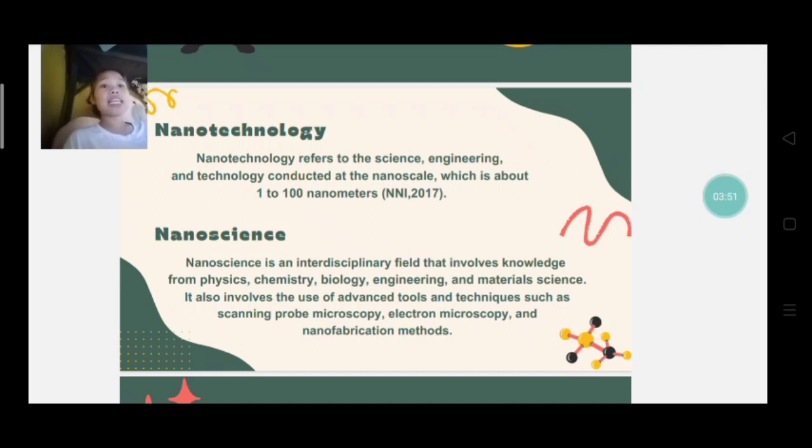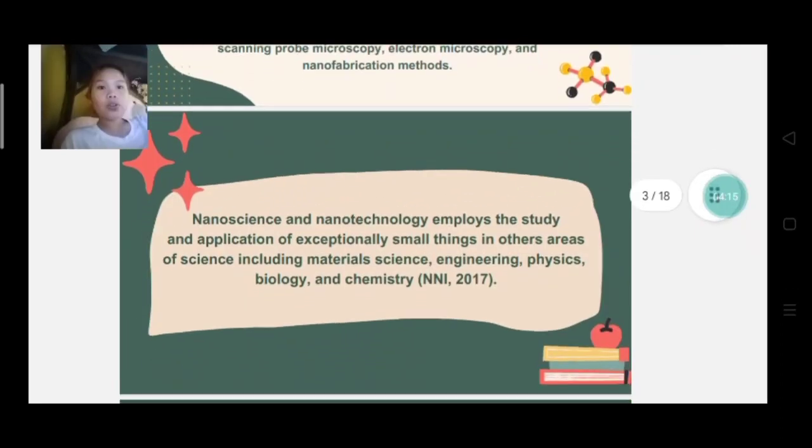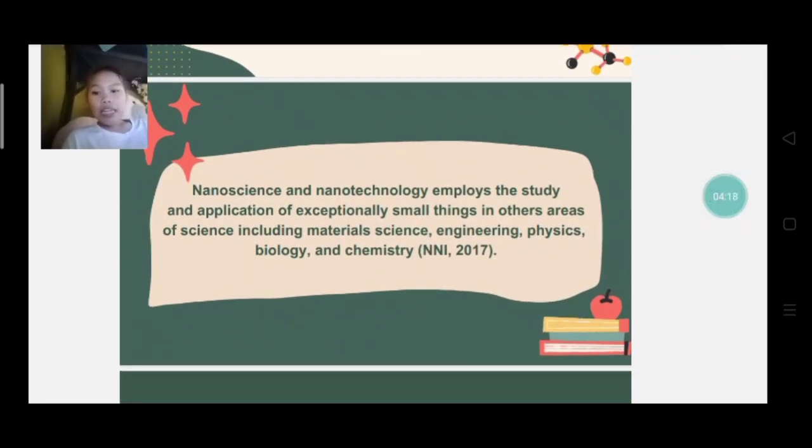So when we talk about science, it talks about the experimentation, the discoveries, and the techniques that are being used, while nanotechnology is about how the science is conducted. So nanoscience and nanotechnology employ the study and application of extremely small things in other areas of science including material science, engineering, physics, biology, and chemistry.